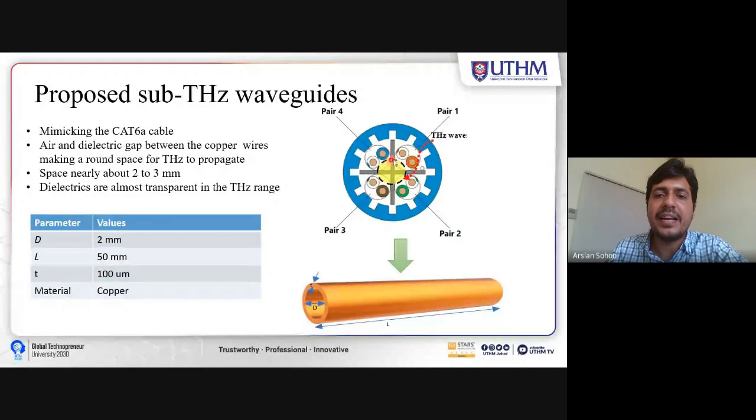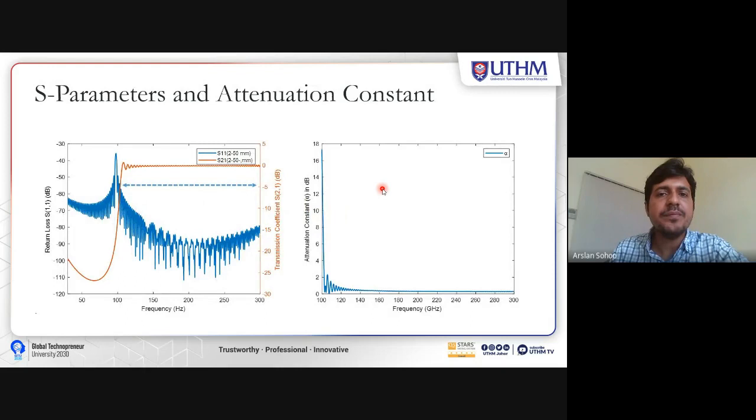So we have some initial simulation results. On the left, we have the S parameters. You can see this is 100 to 300 gigahertz, our proposed band. You can see S11 is very good, and also S21 is near zero, except near 100 gigahertz where we have some ripples, but all over the band it is giving good results.